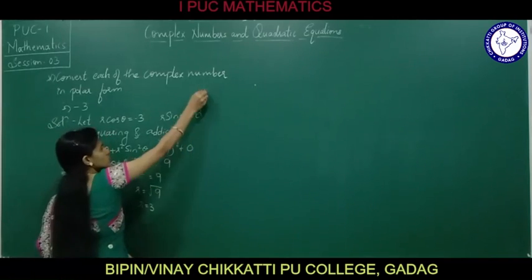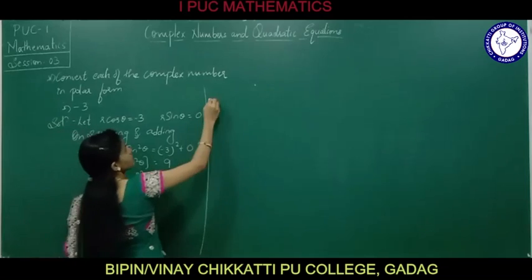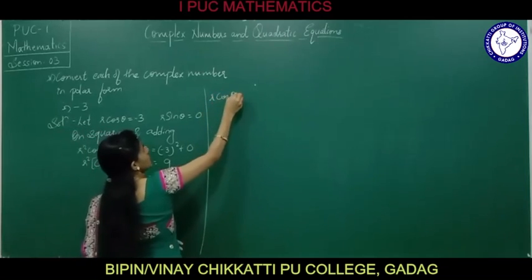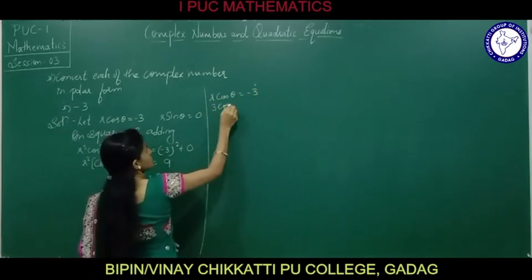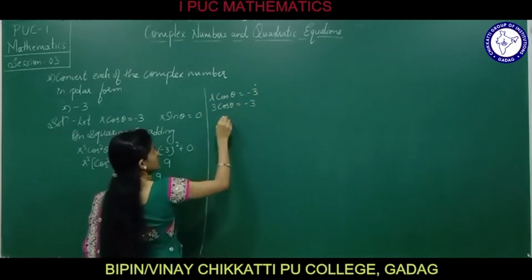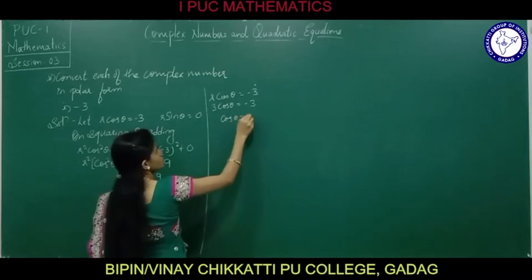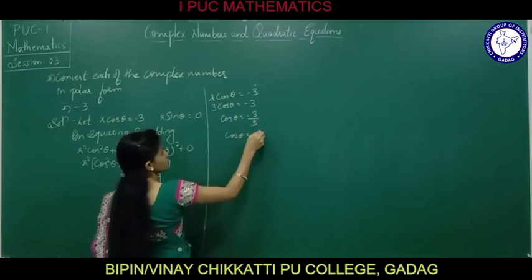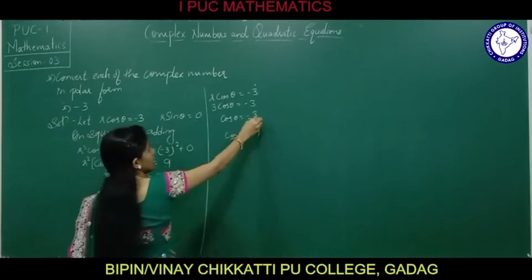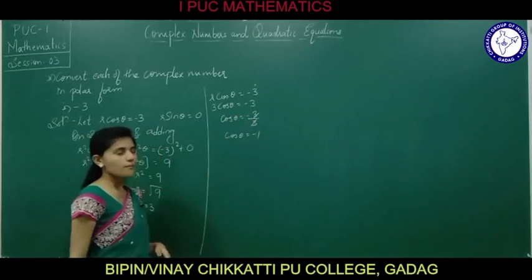Then how are we going to get it? We get R cos theta is equal to minus 3. That is, 3 cos theta is equal to minus 3. Cos theta is equal to minus 3 by 3, nothing but cos theta is equal to minus 1. 3 and 3 get cancelled, and we are left with minus 1.